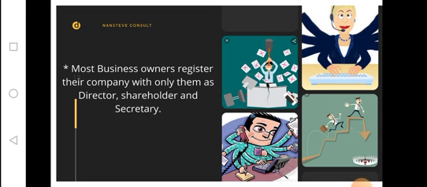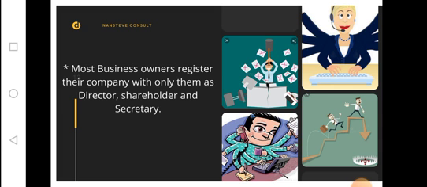The second mistake I've penned down here is that most business owners start their company with only themselves as director, shareholder, and secretary. When you want to register your company as a limited liability company, please ensure to split some of the positions. You can put your business partner, your spouse, your wife, your husband, or your children as shareholder or as secretary, as the case may be. Do not attempt to register your business with only you. It has a side effect. You'll be like a multi-tasking person who doesn't rest, and at the end of the day, it will turn out to be ill for you.